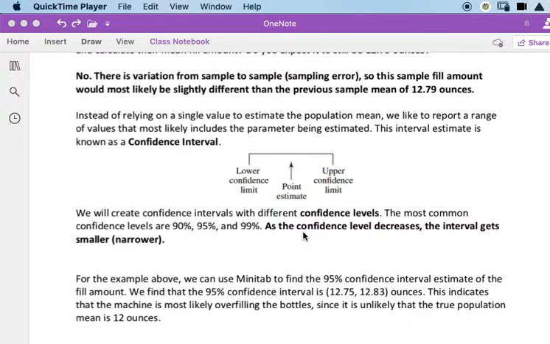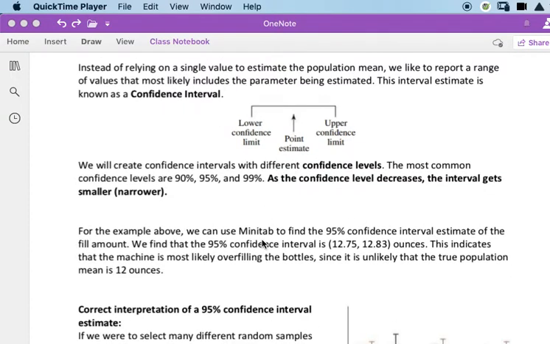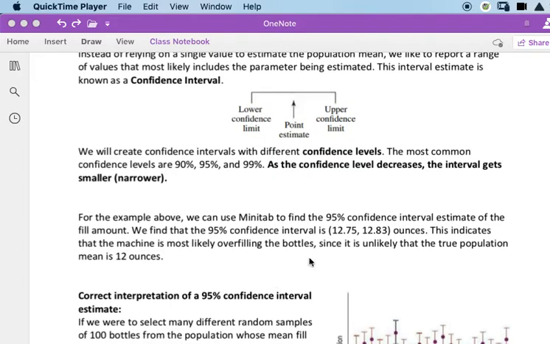As confidence level decreases, the interval gets smaller or narrower. So you might say that you would rather be 99% confident in something than 90%, but if that's the case, the trade-off for that is that your interval is wider, or in other words, there's a greater range of numbers for your possible mean.